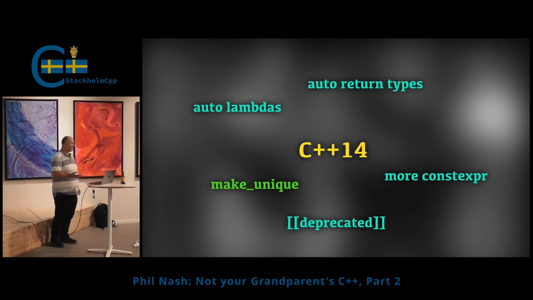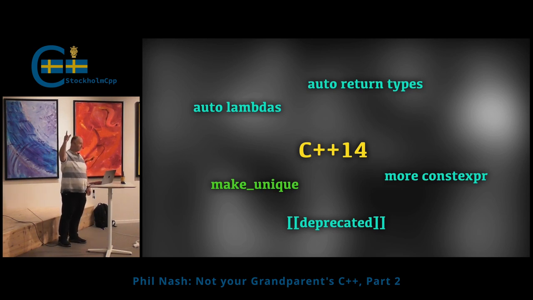It was easy enough to write your own. I know I did. Who here wrote their own make_unique? Few hands, yep. Many of us did it. It was fairly easy once you had all the parts, but much nicer to have it in the language. C++14 gave us that. Little thing, but yeah, it's a nice thing to have. A lot of it was like that, just little refinements.